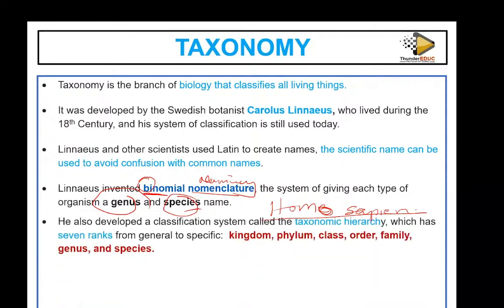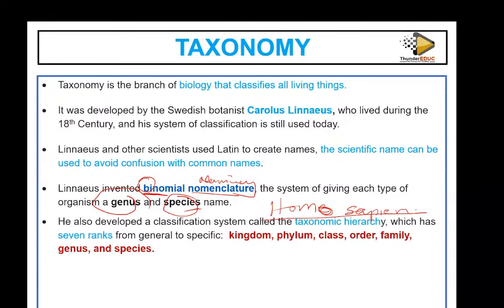All right. He also developed a classification system called the taxonomic hierarchy, meaning that from the biggest to the smallest, which has 7 ranks from the general to the specific. When you say kingdom Animalia, a lot of animals are there. But we go to phylum. Which phylum do we belong to? We belong to phylum Chordata because we have a backbone. Which class do we belong to? We belong to class Mammalia because we have the mammary glands. We belong to class Mammalia.